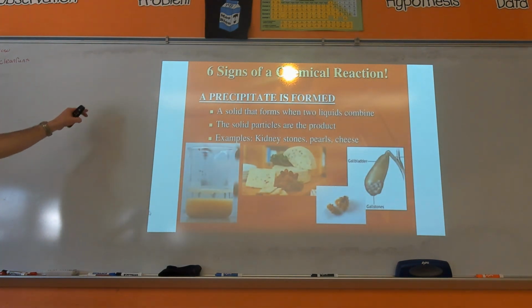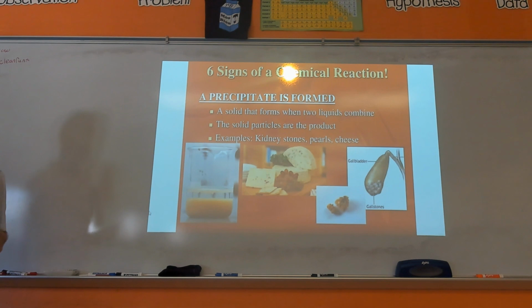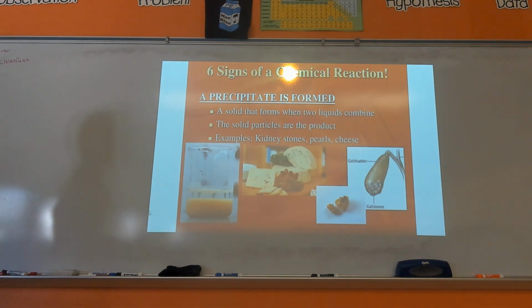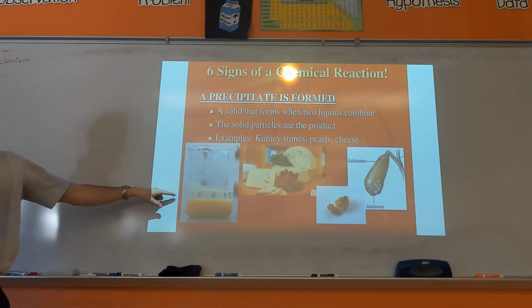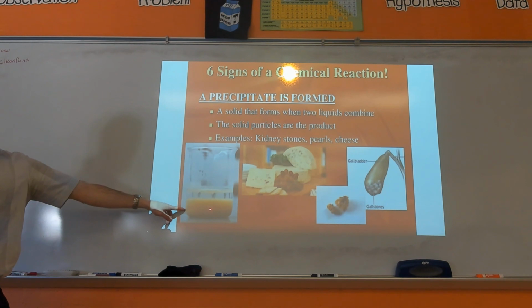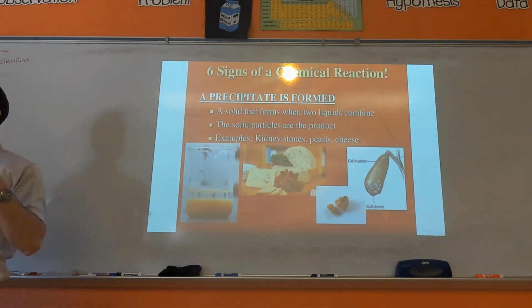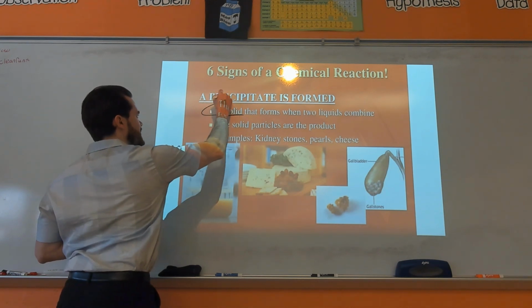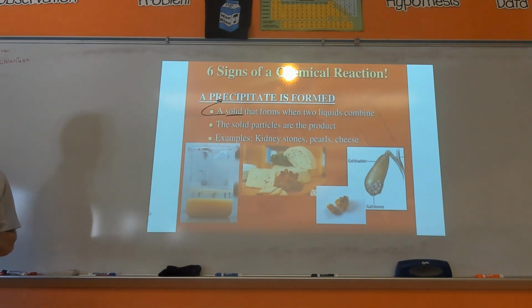And then I think we're at number 4 now. A precipitate has formed. This one's a little less obvious, and it's something I've mentioned before when we went over some of the states of matter. If you combine 2 liquids and you end up getting a solid forming, something you can see right here, the formation of that solid is called a precipitate. So a precipitate is that solid. That would be a sign a chemical reaction's occurred.